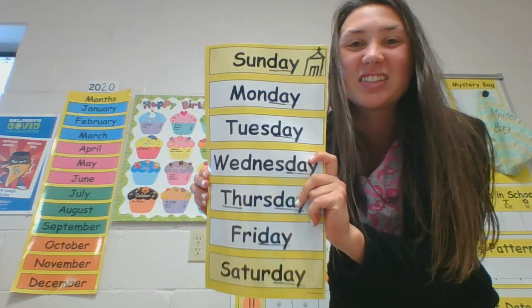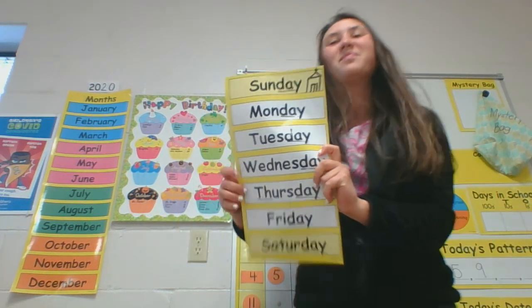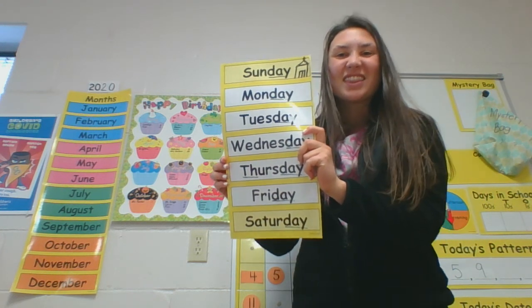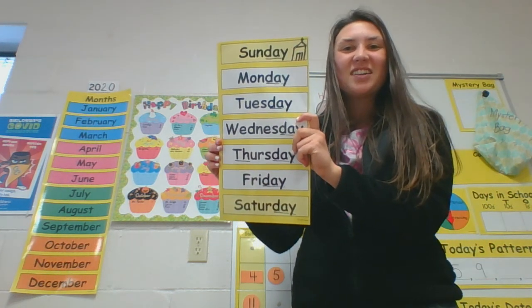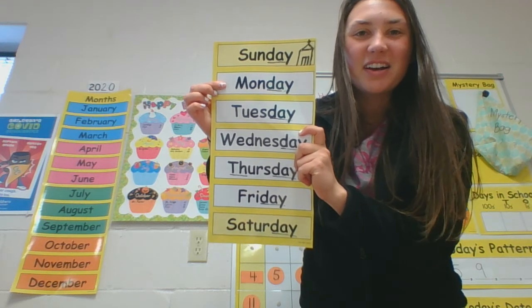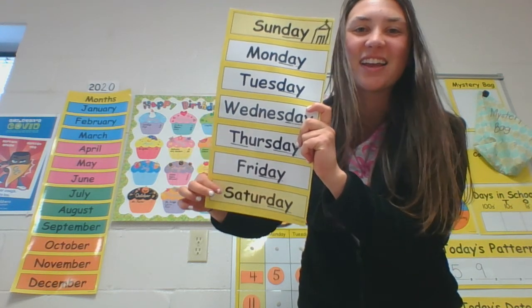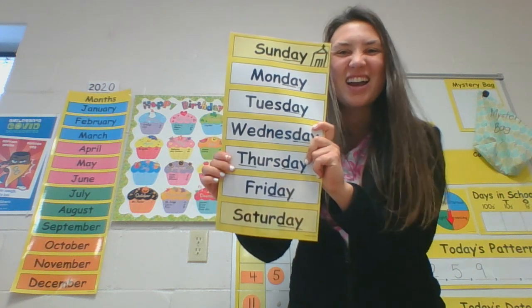That's right. Let's do the song that helps us remember. Ready? There are 7, there are 7, there are 7 days in a week. Sunday, Monday, Tuesday, Wednesday, Thursday, Friday, Saturday.